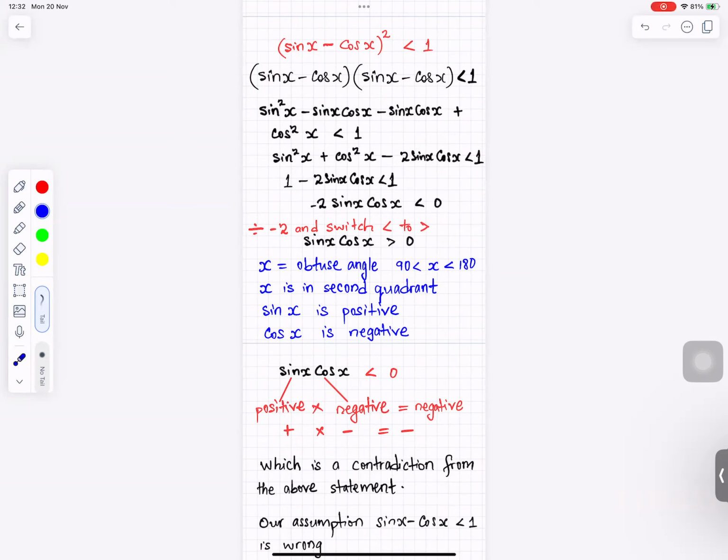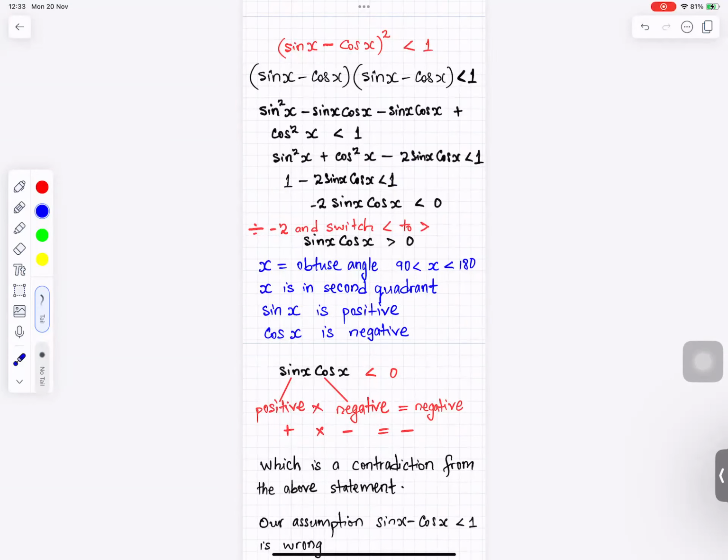Sine x minus cos x all squared is less than 1. So you expand that, and you will get this expression here. But what you notice is that sine squared plus cos squared is equal to 1. So it's 1 minus 2 sine x cos x is less than 1, which the 1 and the 1 will cancel to 0. So minus 2 sine x cos x is less than 0. You divide by minus 2, and you switch the sign. So sine x cos x is greater than 0.